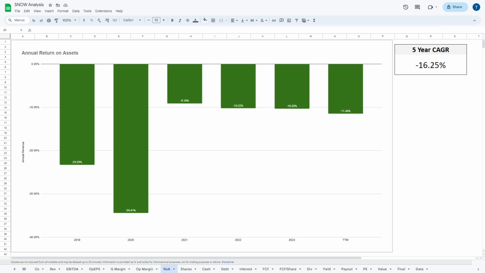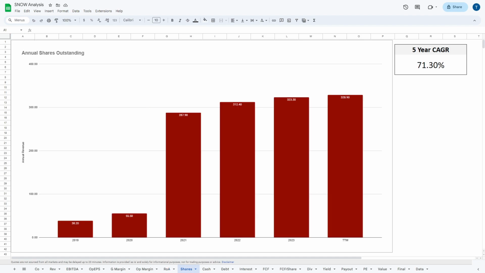Finally, return on assets have improved nicely, but they've kind of stagnated at about 10%, which isn't terribly alarming considering the fact that Snowflake is in such a massive growth phase and it's not focused on becoming profitable. But we would still like to see their return on assets improve over time, even if that number is staying negative. Snow's shares outstanding jumped significantly following their IPO, and the company has continued to dilute shareholders over time.